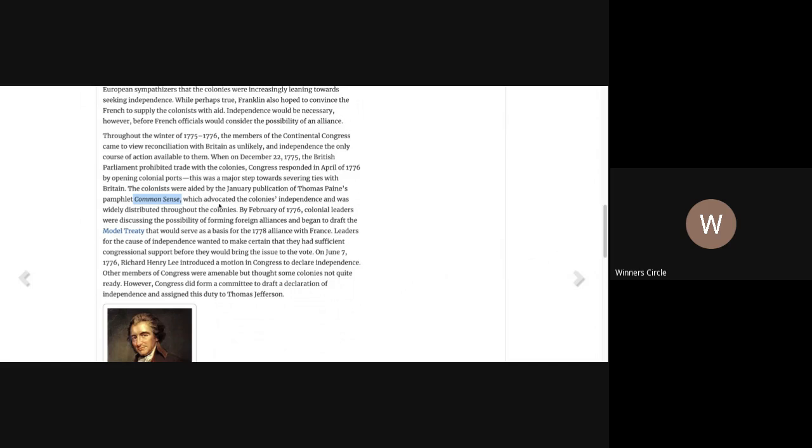Common Sense advocated the colonies' independence and was widely distributed through the colonies. By February of 1776, the colonial leaders were discussing the possibility of forming foreign alliances and beginning to draft the model treaty that would serve as the basis for the 1778 alliance with France. If you need more information about this, go to my video where I talk about dispelling the myth of HJR 192. I go over the Paris Treaty.